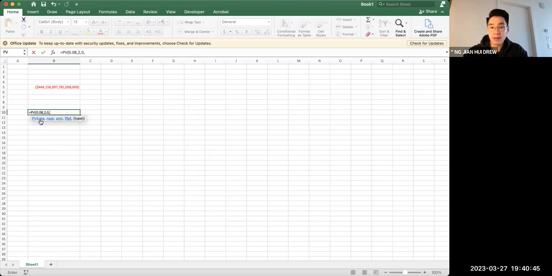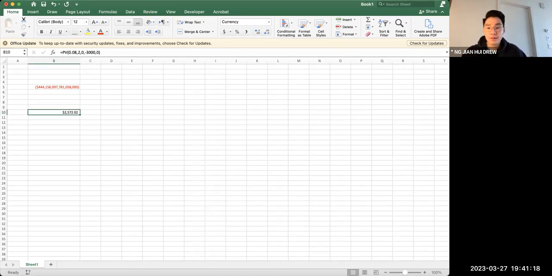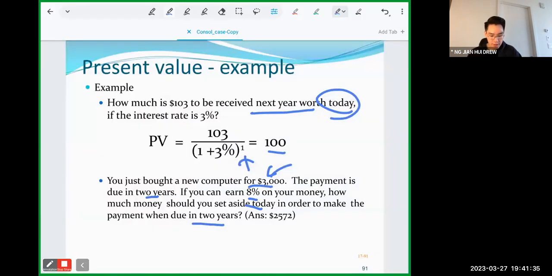FV. Remember just now I posed a question whether it's negative or positive. So now you need to put negative 3,000. We know you pay negative in 2 years' time. Type, let's put as 0. And this is the answer that we should get. This is the amount of money that we need to have now, so that we can pay the 3,000 outflow in 2 years. Okay, so this is the amount you get.